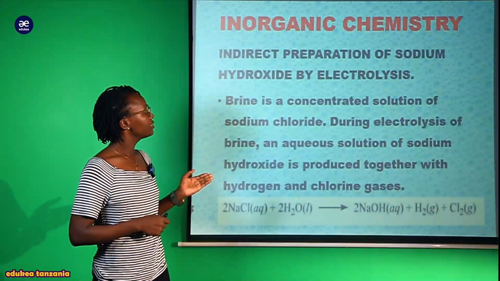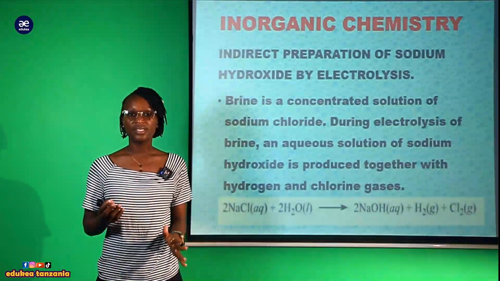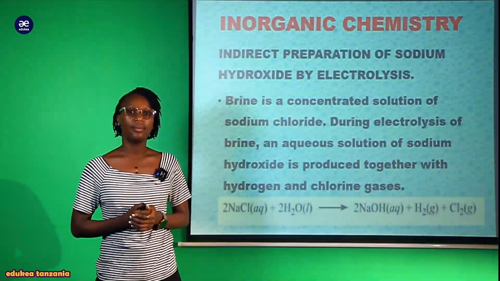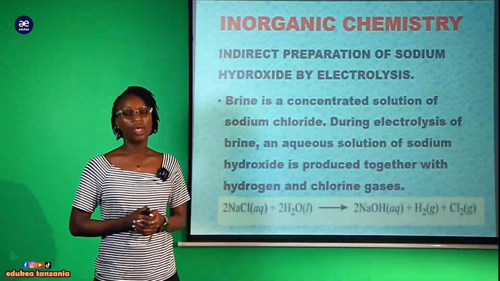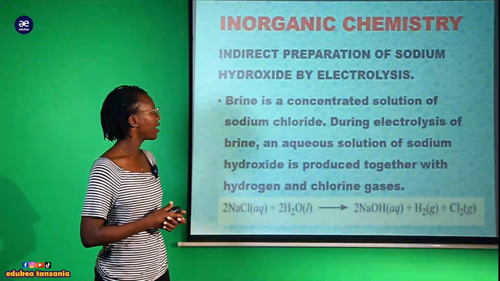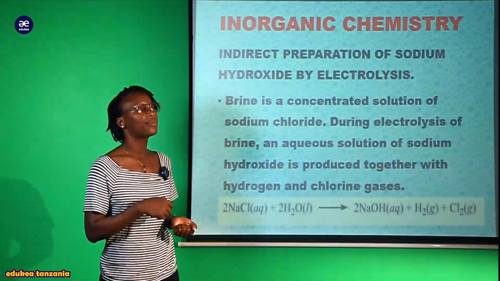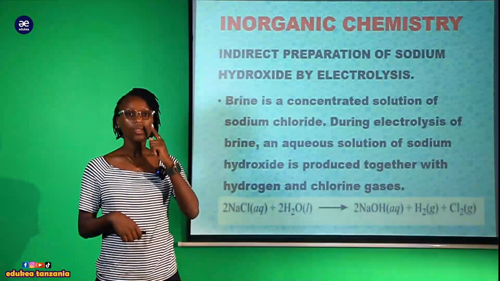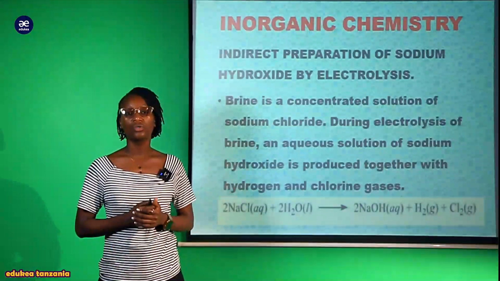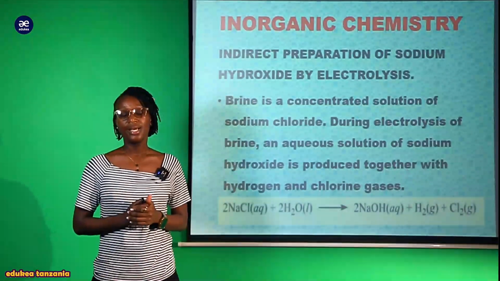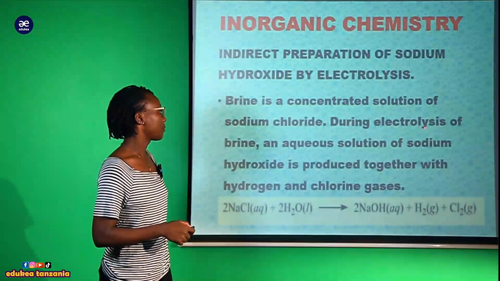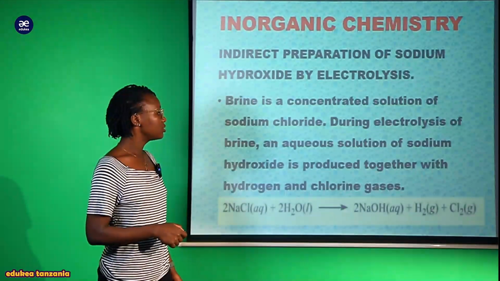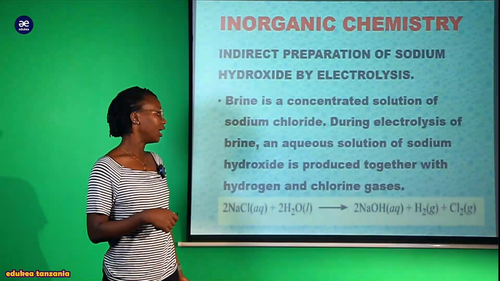During electrolysis, obviously we involve the concept of brine. So you can ask yourself, what is brine? When we talk about brine solution, we say that this is a concentrated solution of sodium chloride. It means that during electrolysis we use this brine, the concentrated sodium chloride. It says that during electrolysis of the brine, an aqueous solution of sodium hydroxide is produced together with hydrogen and chlorine gas.